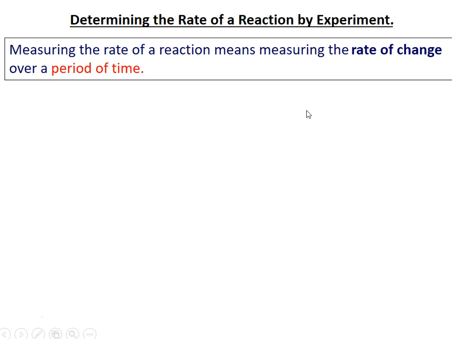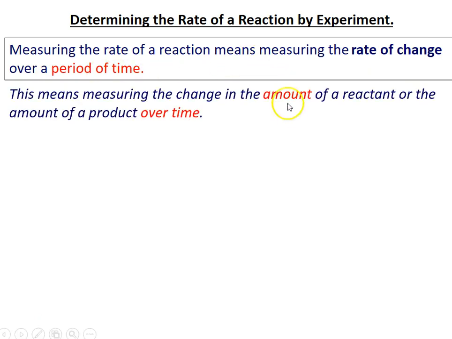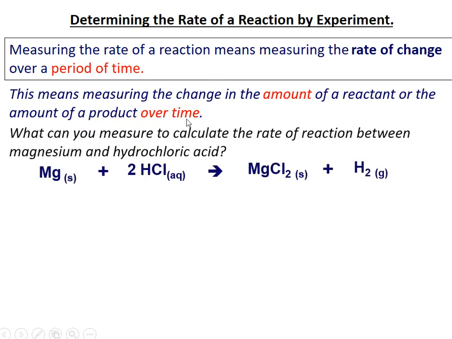So measuring the rate of reaction means measuring the rate of change over a period of time. So you have to measure 2 things when you're measuring the rate of reaction: the amount of a reactant or product and the amount over a period of time. So if we did this reaction, magnesium metal with hydrochloric acid, making magnesium chloride, salt and hydrogen gas, what could you measure as the amount of reactant?